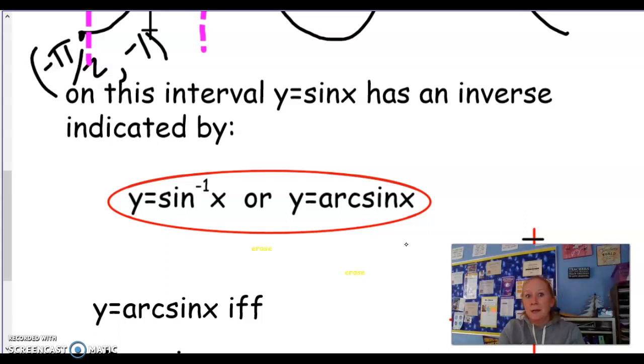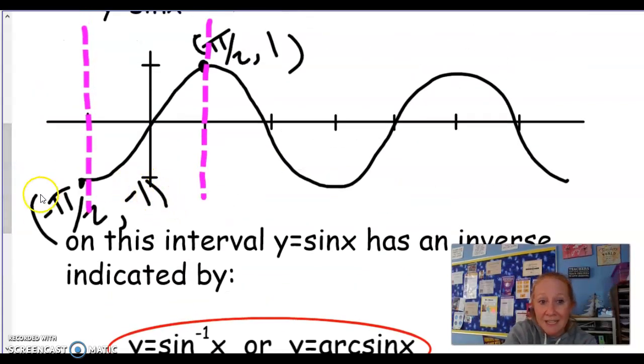And really what that is saying is, what is the radian value that gives you a sine of negative 1? Well, the radian value that gives you a sine of negative 1 is negative pi over 2. What radian value would give you a sine of 0? 0. What radian value would give you a sine of 1? Pi over 2. So the inverse really takes the x and the y. Do you remember? It just flips them.